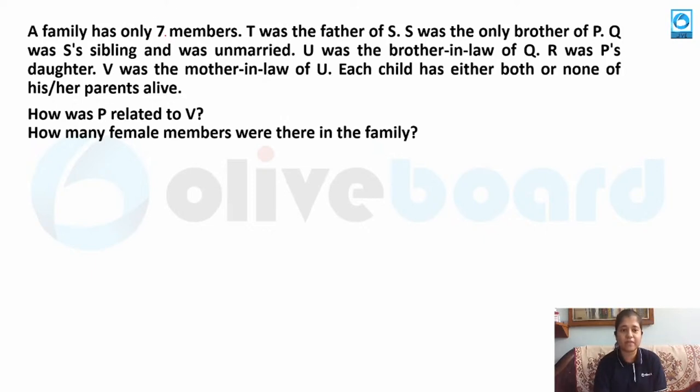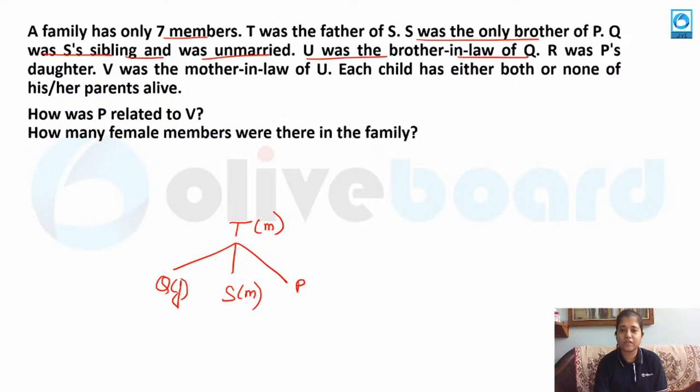Okay, so a family has 7 members. T was the father of S. Let's say T is the father of S, so T is a male person. Now S was the only brother of P, so S is a male person. Now Q was S's sibling, so Q will be here. P has only one brother, so Q has to be a female person and was unmarried.